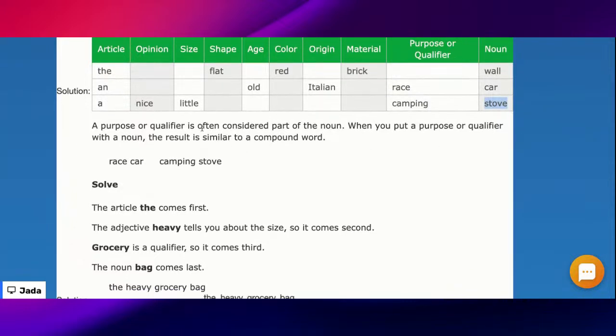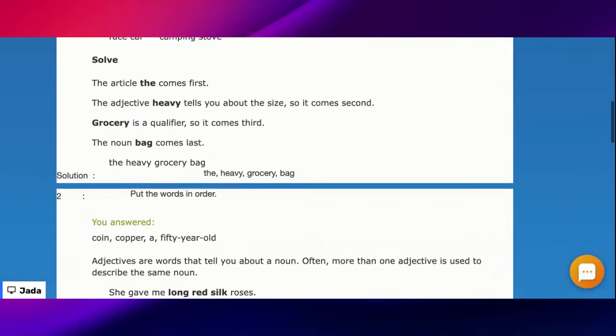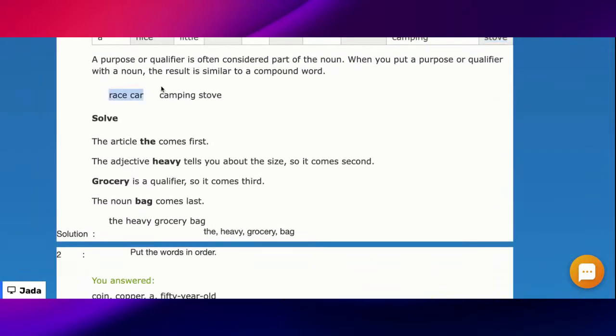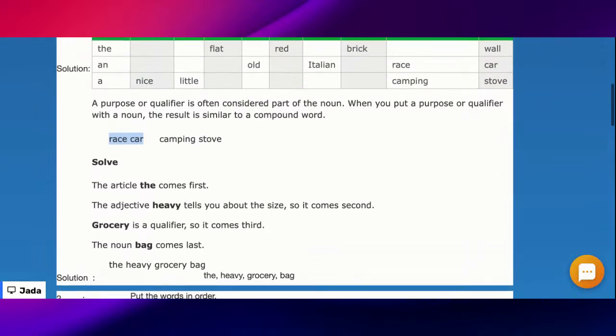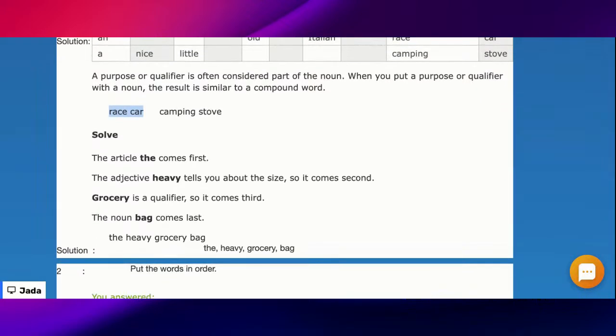Okay, so a purpose or qualifier is often considered part of the noun. When you put a purpose or qualifier with a noun, the result is similar to a compound word. So, for example, we have race car, camping stove. Just like when we have two words joined together.